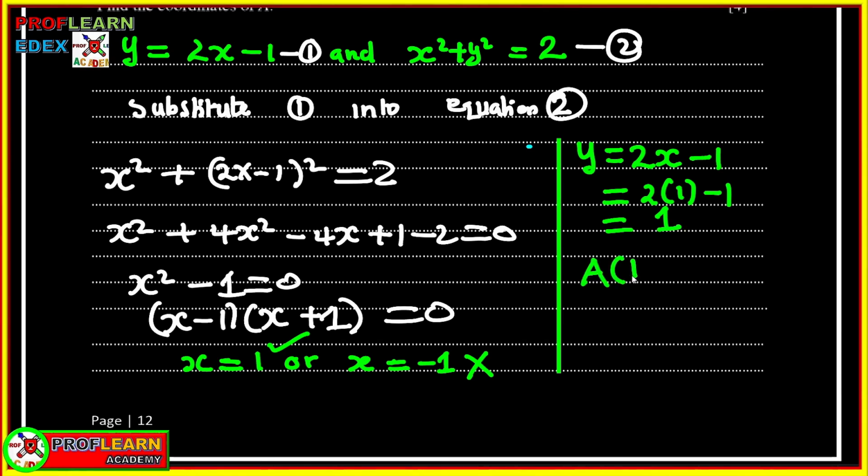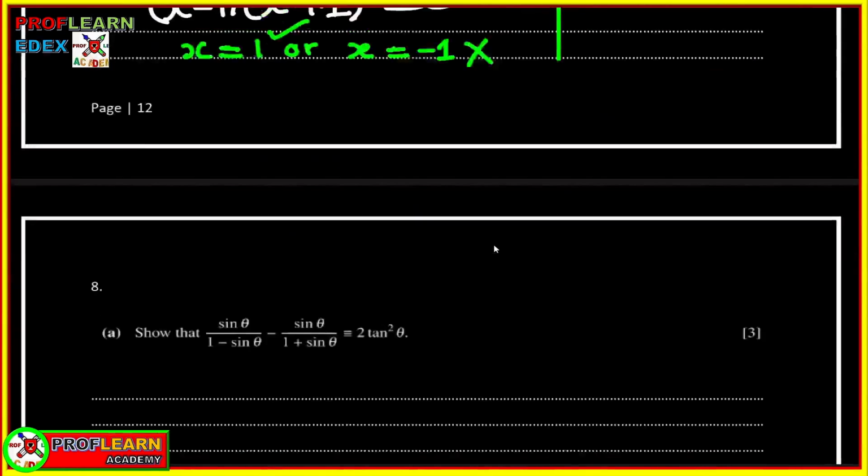All right. So substituting the value of x equals 1 into the equation y equals 2x minus 1, that enables us to know the value of y, so that we can have the complete coordinate of the point A. As that.